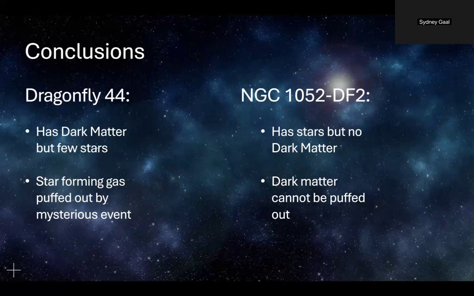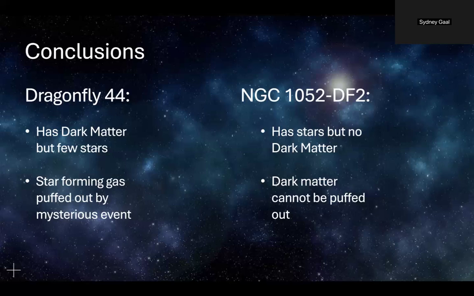We then learned about ultra-diffuse galaxies and their mysterious formations and excessive dark matter. We saw that Dragonfly 44 fits the build for an ultra-diffuse galaxy much more nicely than NGC 1052 DF2 does. NGC 1052 DF2 has all the defining qualities except for having a lack of dark matter. Now, Dragonfly 44 can likely be explained by a mysterious event that puffed out the star-forming gas, but NGC 1052 DF2 cannot be explained by a mysterious event puffing out the dark matter. As far as we know, there's nothing that can interact with or move dark matter. So this galaxy must have formed without it.